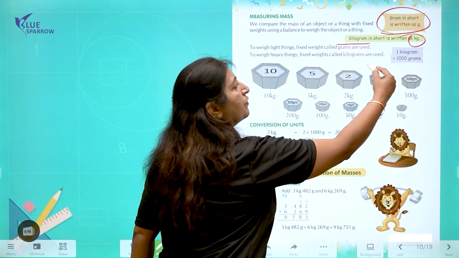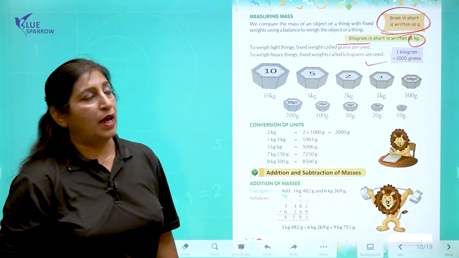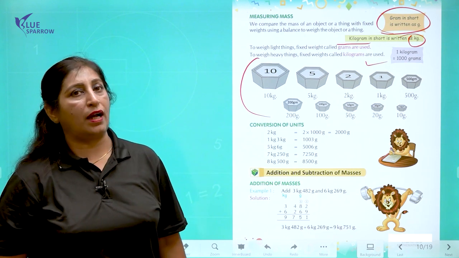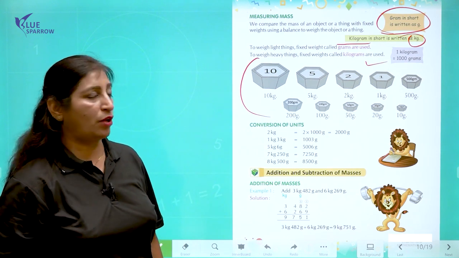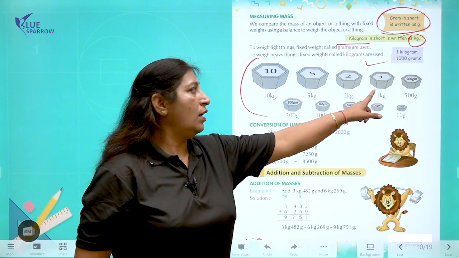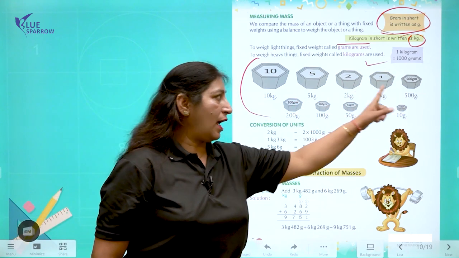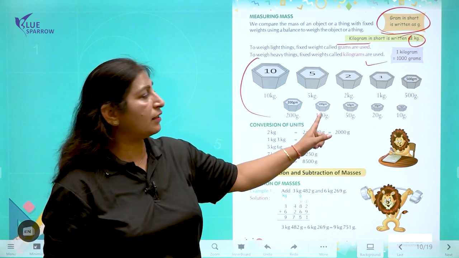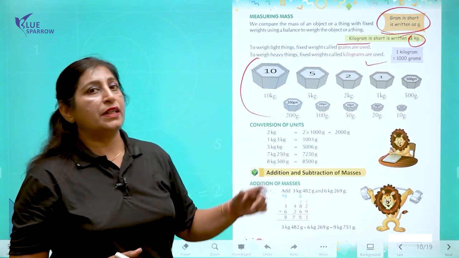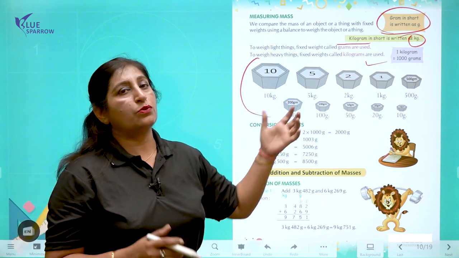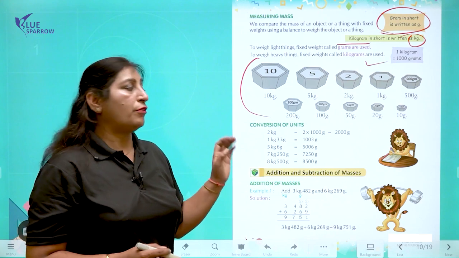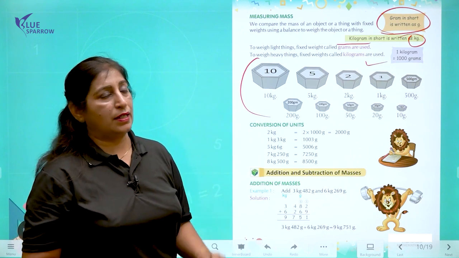This is the relation between these two units of mass, and these are some weights that are commonly used in the market to weigh the mass of the different objects. This is 10 kg, 5 kg, 2 kg, 1 kg, 500 grams, 200 grams, 100 grams, 50 grams, 20 grams and 10 grams. These weights are commonly used in the market to weigh the masses of different objects. Now we come to the topic of conversion of units in masses.